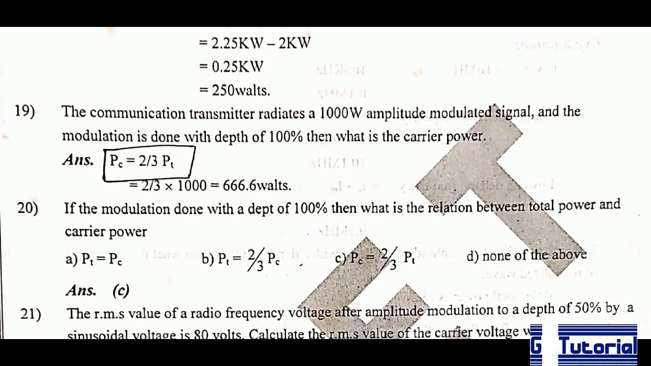Next question. If the modulation is done with a depth of 100%, what is the relation between total power and carrier power? This is the same as the problem which we have done just before. That is PC is equal to 2 by 3 PT. Option C is correct.